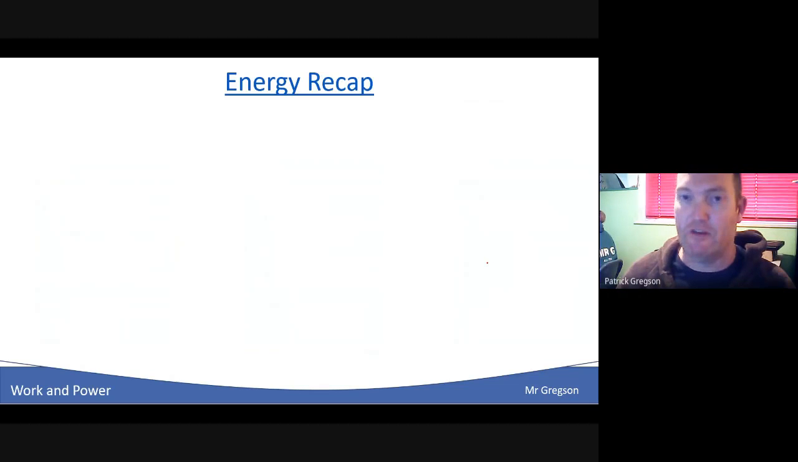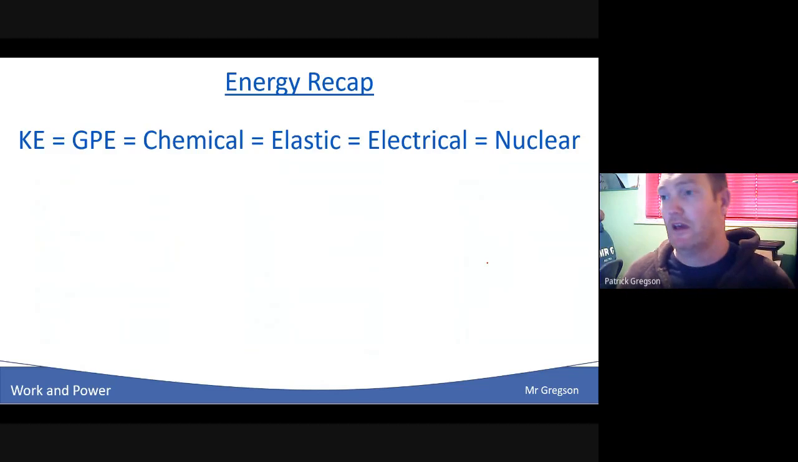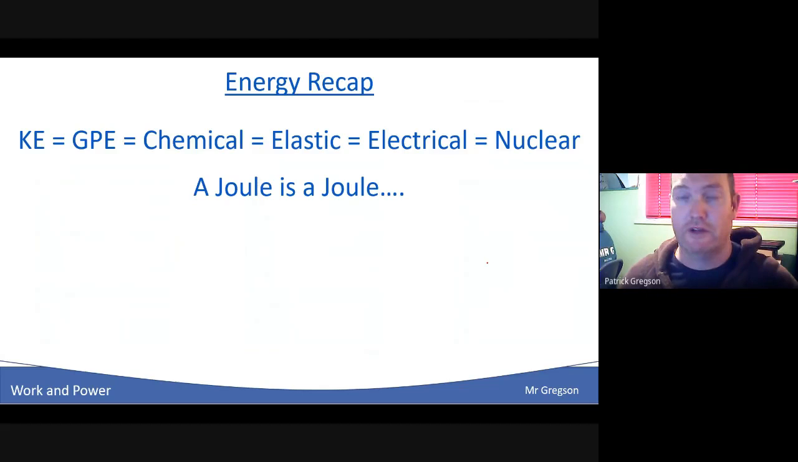One of the fundamental misconceptions with energy is that they all have the same principal unit. A joule is a joule. So if I have 1 joule of kinetic energy, I can transfer that into 1 joule of chemical energy. I can transfer that into 1 joule of nuclear energy. It doesn't matter. A joule is a joule. Oops, sorry, I bounced around the screen.